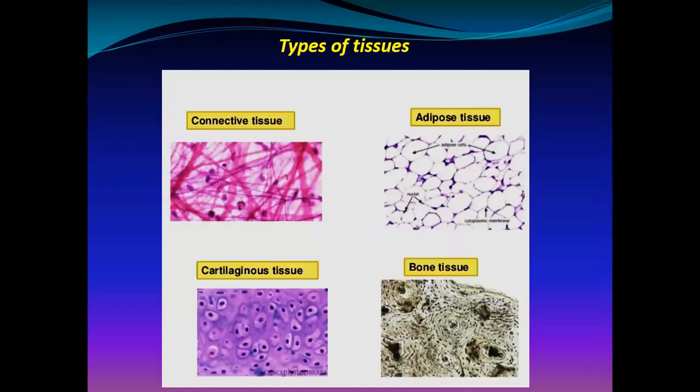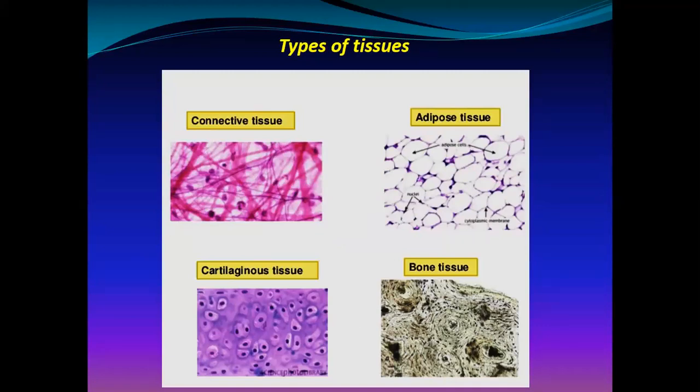When you come to this type of tissue, another type is called connective tissue. There are a lot of connective tissues, and even the blood itself is a connective tissue. These connective tissues can be collagen-based or elastin-based. We will be talking more about this in the extracellular matrix.